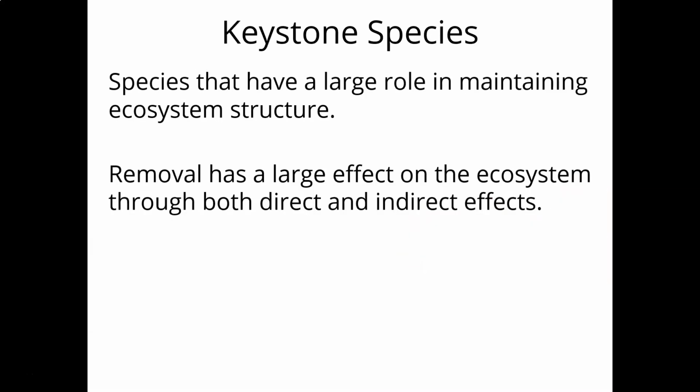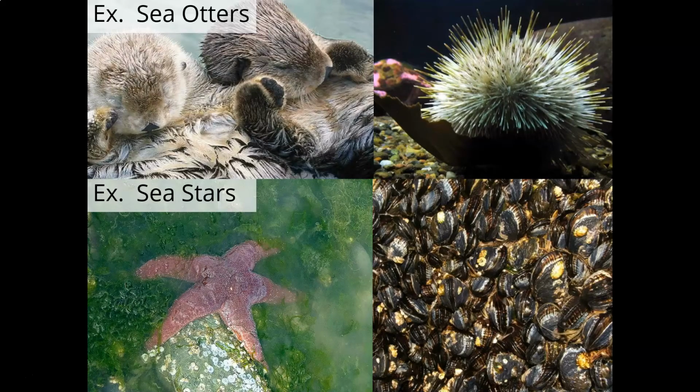Now, keystone species are any species that have a large role in maintaining the ecosystem structure. We discussed this before this all went to hiatus, when we talked about the impact of some species being more equal than others. Removal of a keystone species has a large impact on the ecosystem, both directly and indirectly, because those keystone species are critical movers. An example of this was the sea otter and the sea star. So the sea otter eats sea urchins.